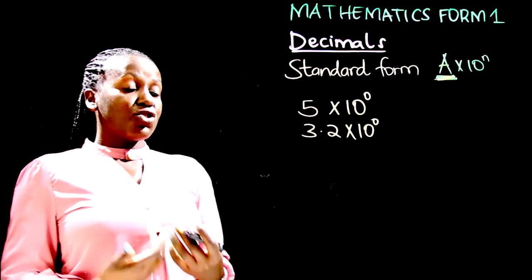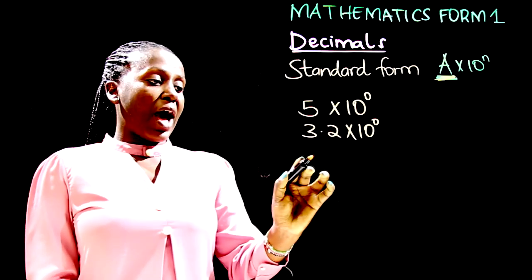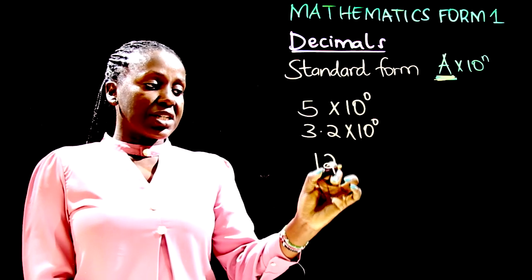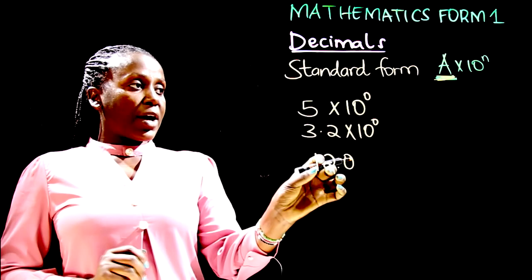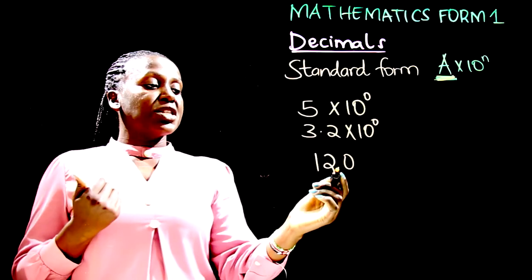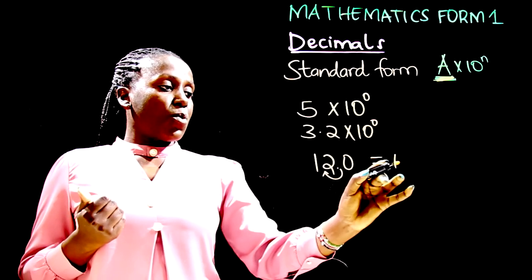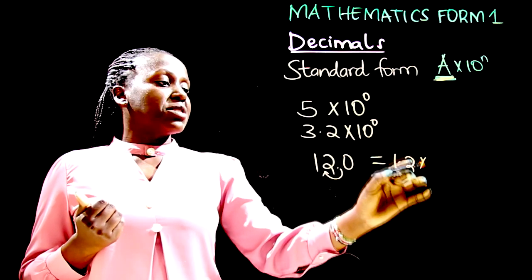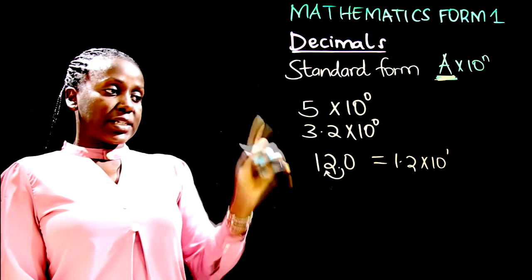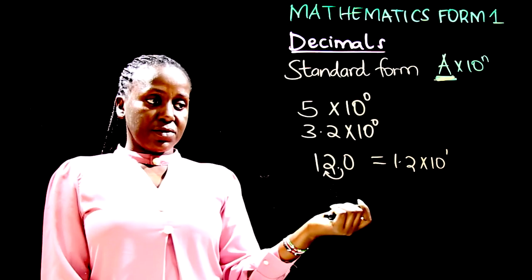When is the power usually positive? If you have a number that is greater than 10, for instance, if you have 12, now a number like this, we assume that the decimal point is here, 12.0. Now, 12 is not in the range of 1 to 9.99. So we need to move the decimal point backwards here so that it fits this range. So this will be equal to 1.2 times 10 power 1 because we have moved the decimal point one step. And because 12 was greater than 10, the power is positive.